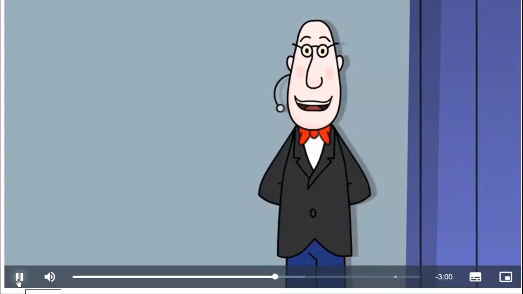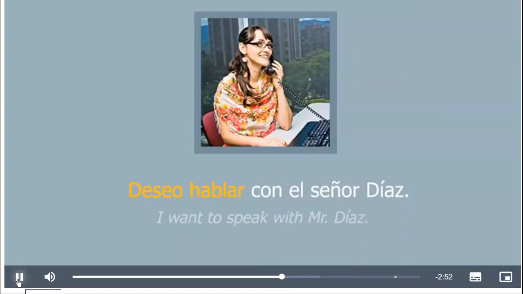When two verbs are used together with no change of subject, the second verb is usually in the infinitive. Deseo hablar con el señor Díaz. This is exactly what we do in English. Deseo, I want. Hablar, to speak. See how verb number 1 changes to go with the subject, but verb number 2 stays an infinitive? There's the "to" of English, making it an infinitive. Here's the AR ending of Spanish, making it an infinitive. So when you've got two verbs, verb 1 followed by verb 2, you're going to have a compound verb. Change the first one to go with the subject, leave the second one alone.